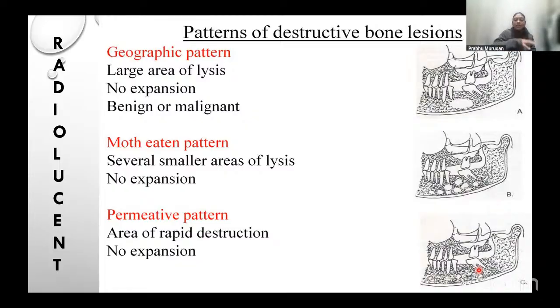Permeative means there'll be areas of rapid destruction, and bone expansion will not be seen. Okay, so this is about the three different patterns of destructive lesions.